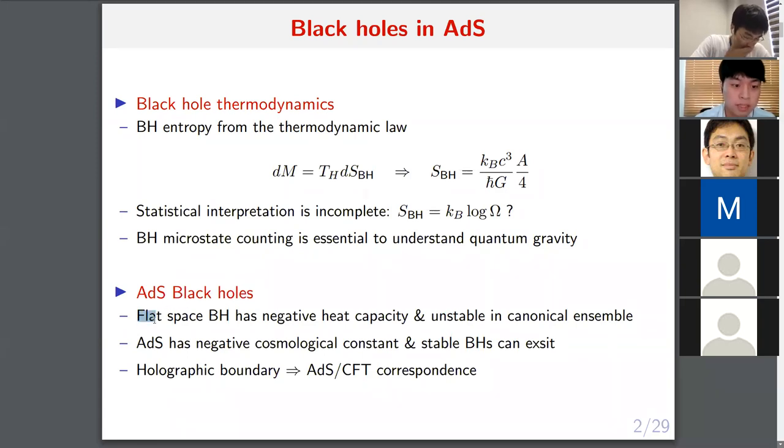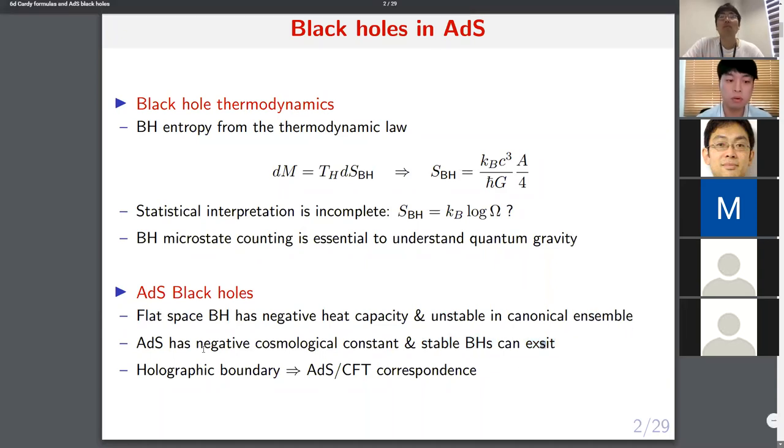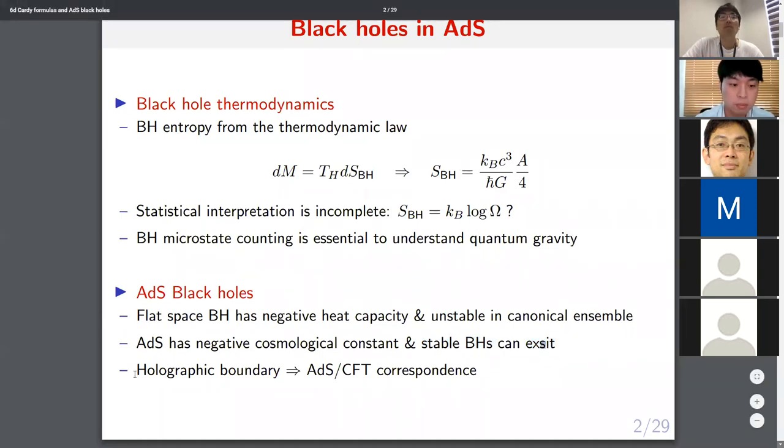If we consider flat space black holes, we know that they have negative heat capacity and therefore are unstable in the canonical ensemble. However, AdS spacetime has a negative cosmological constant, and therefore thermally stable black holes can exist. Furthermore, AdS spacetime provides a holographic boundary at infinity, and this is the point where we use the concept of the AdS/CFT correspondence.